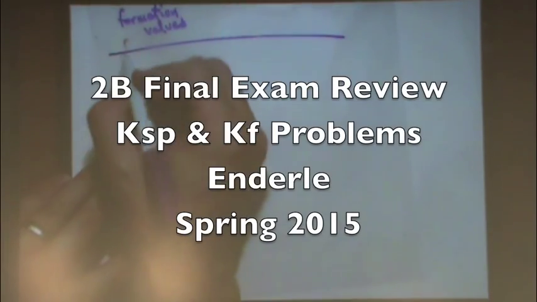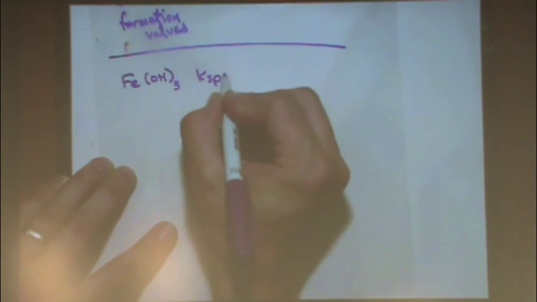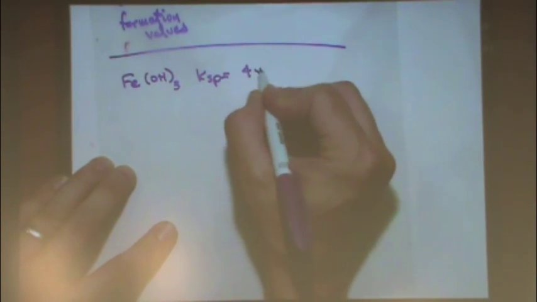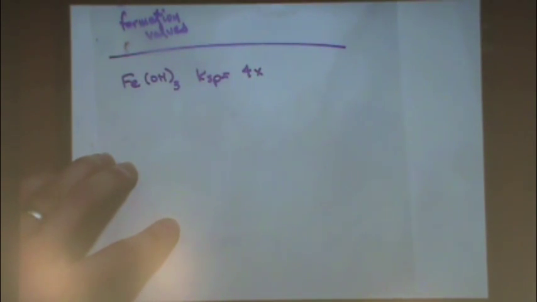Say I have this compound. Okay? And I give you Ksp for this compound. It's 4. Is this less than 1 or greater than 1? Is it going to be less than 1?